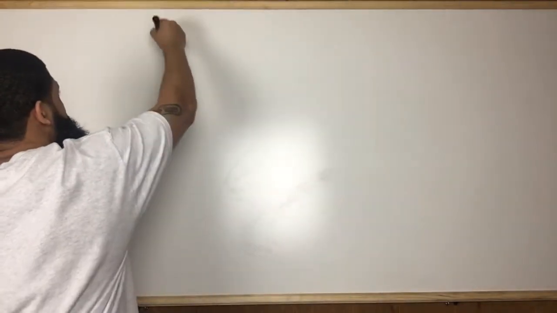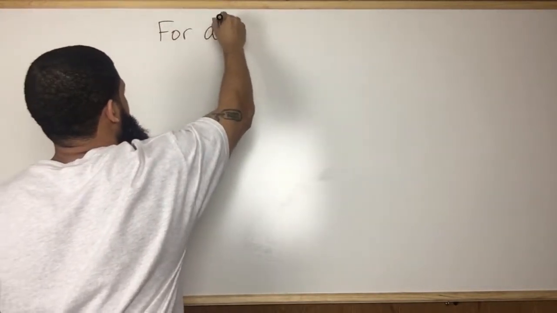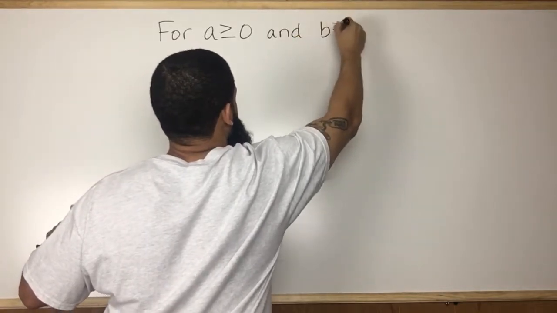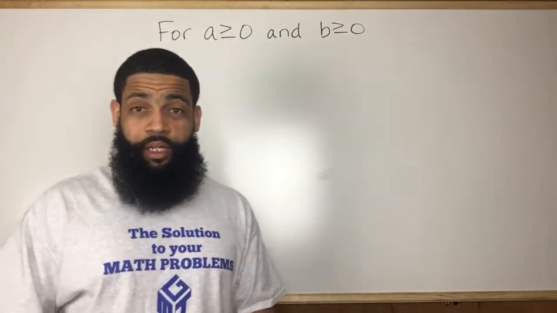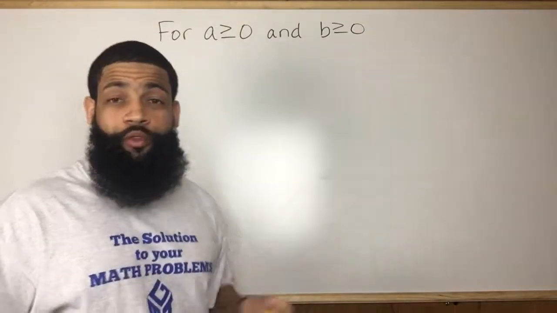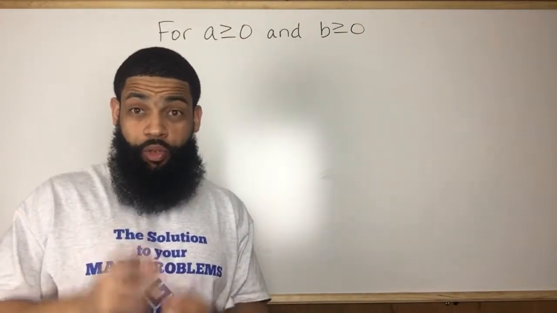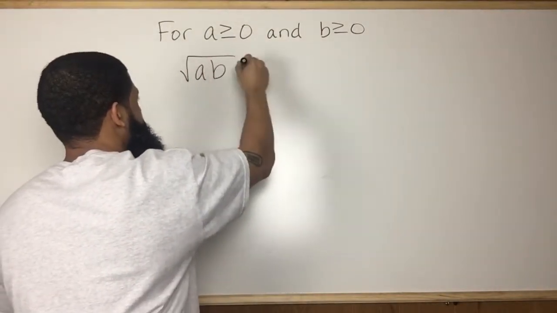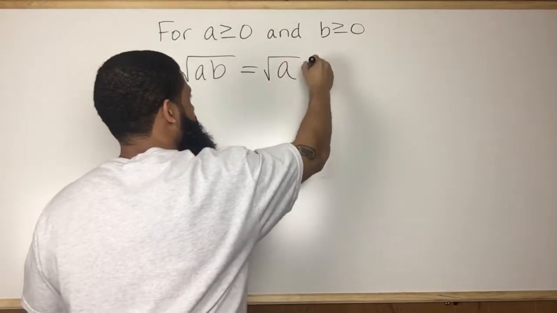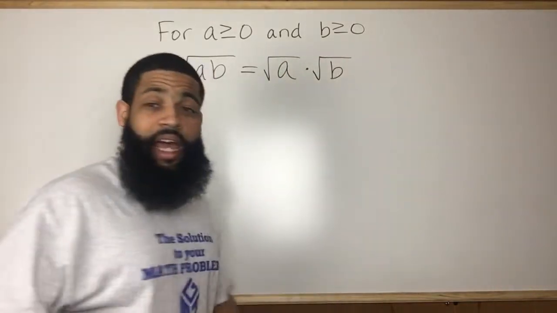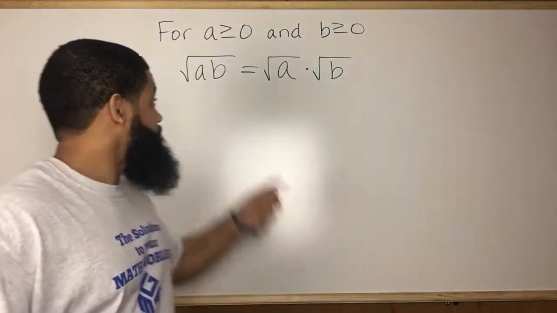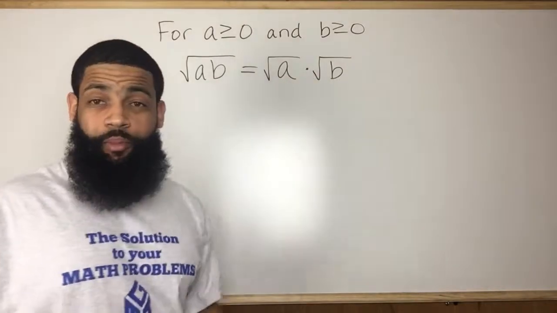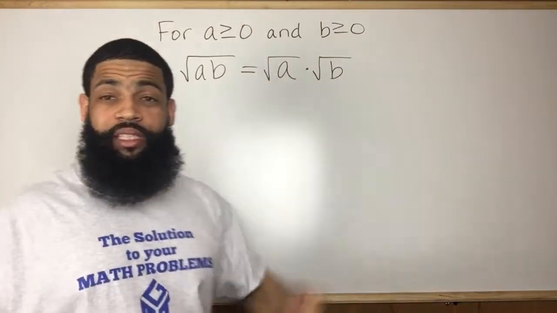So there is a rule that says if we have any two numbers, A and B. Now notice it says greater than or equal to 0 for both of these numbers. So that means it has to be either 0 or a positive number. The rule says that if I have those two numbers multiplied together, then I can actually break them apart as factors. And so if I have the square root of A times B, whatever those two numbers are, I can separate them from the radicals and make it the square root of A times the square root of B.